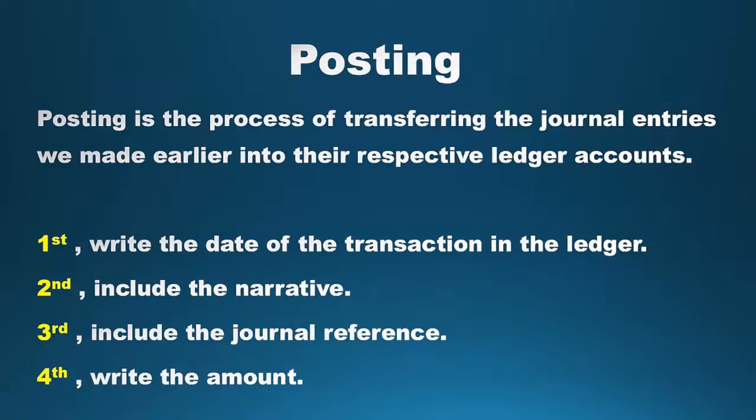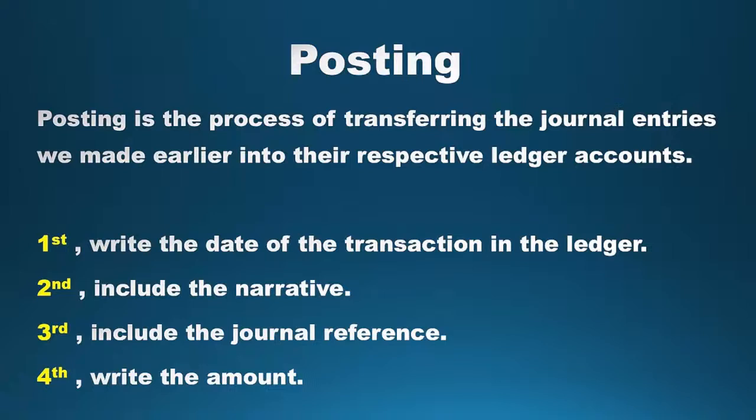1. First, write the date of the transaction in the ledger. This helps us stay organized and shows when the transaction occurred. 2. Second, include the narrative. The narrative explains the purpose of the transaction, so anyone looking at the ledger can understand what happened. 3. Third, include the journal reference. This is the reference to the journal entry where the transaction was first recorded, for example, J1 for the first journal page. 4. Fourth, write the amount. Finally, we enter the amount in either the debit or credit column, depending on how the account was affected.